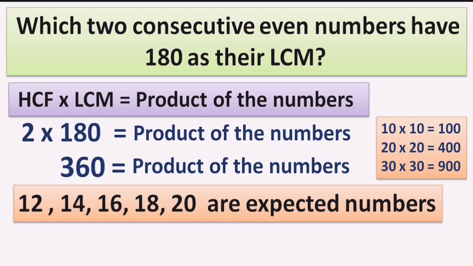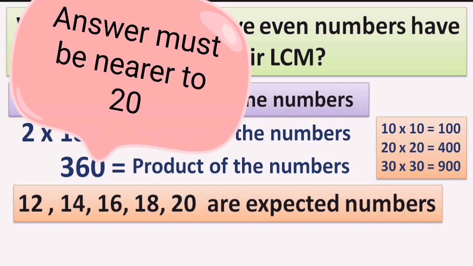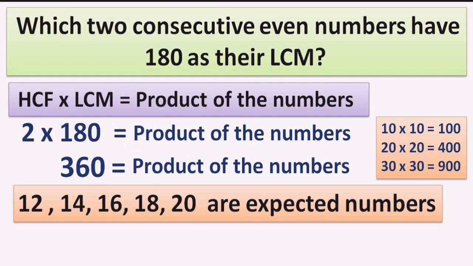Now I need to find such 2 numbers from these. Their multiplication must be 360 and they must be one after the other. If you observe the position of 360 from 100 to 400, 360 is located nearer to 400, right? Nearer to 400 means my answer must be nearer to 20. So I will start checking from 20 and then below it, right?